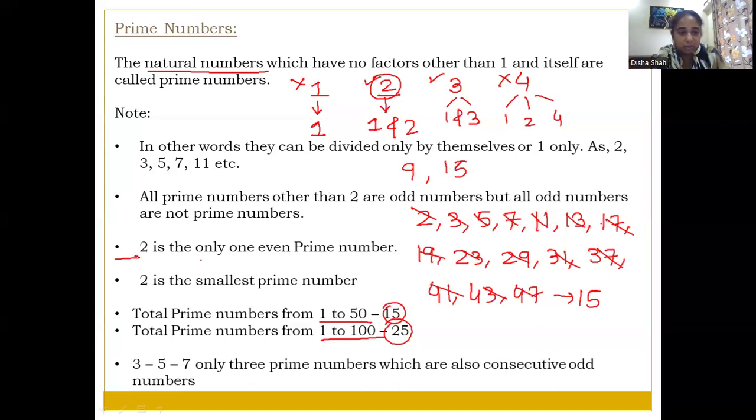2 is the only even prime number. This we know. 2 is the smallest prime number. Yes. 3, 5, 7 are the only 3 prime numbers which are consecutive odd numbers. So 3, 5, 7, ये तीनों के तीनों prime numbers हैं and they are consecutive odd numbers. This is the only such set.